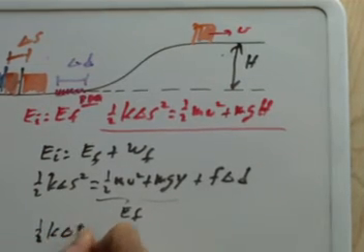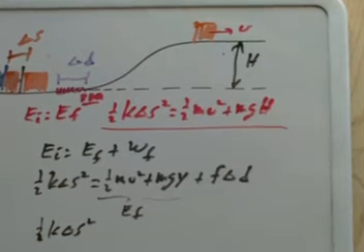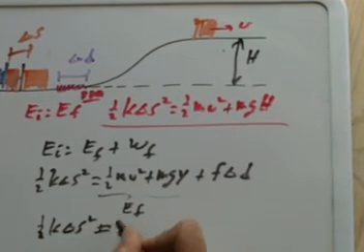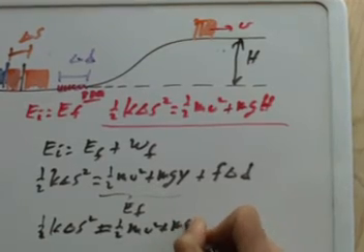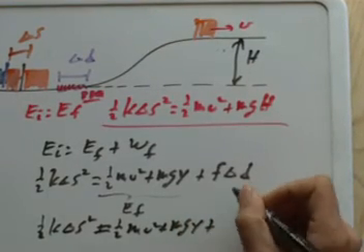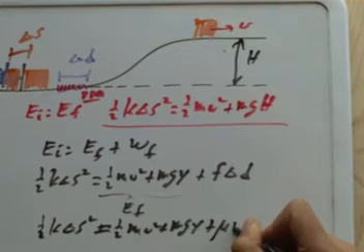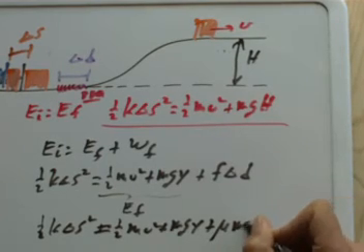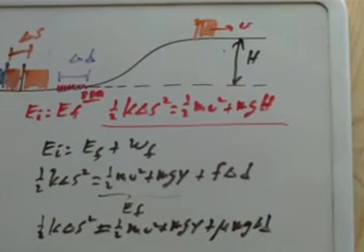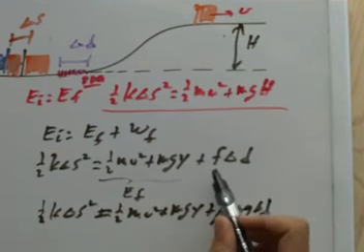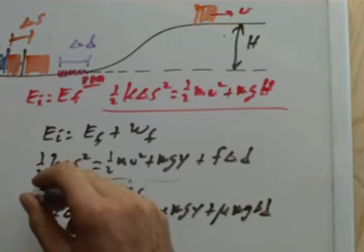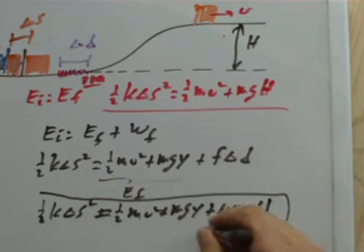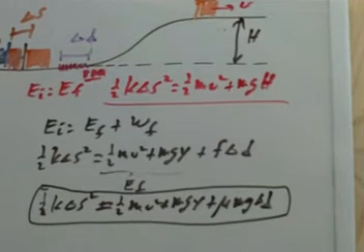I'll write this one more time. 1/2 K times delta S squared. All that's going to be equal to 1/2 mv squared plus mg times y. And now this frictional force here will be mu times mg times delta D. That's the work due to friction. So I know that friction is mu times the normal force, and the normal force for a block on a flat surface is equal to mg. So I think this equation here is probably about all you need to adapt to whatever your problem might require.